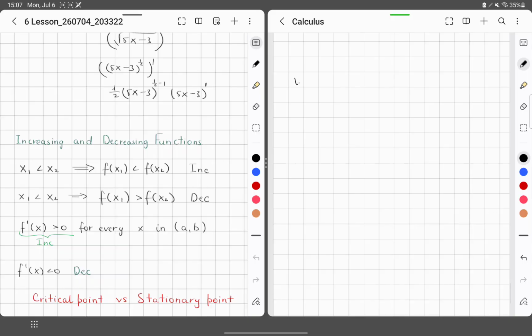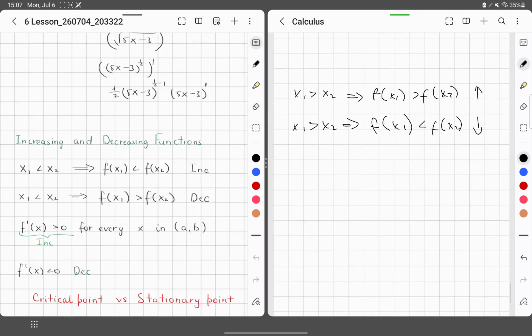An increasing function is one where x1 is greater than x2 and f(x1) is greater than f(x2). It means that our function is increasing. But if x1 is greater than x2 and f(x1) is less than f(x2), that will be a decreasing function. That is the basic rule that we learn in functions.